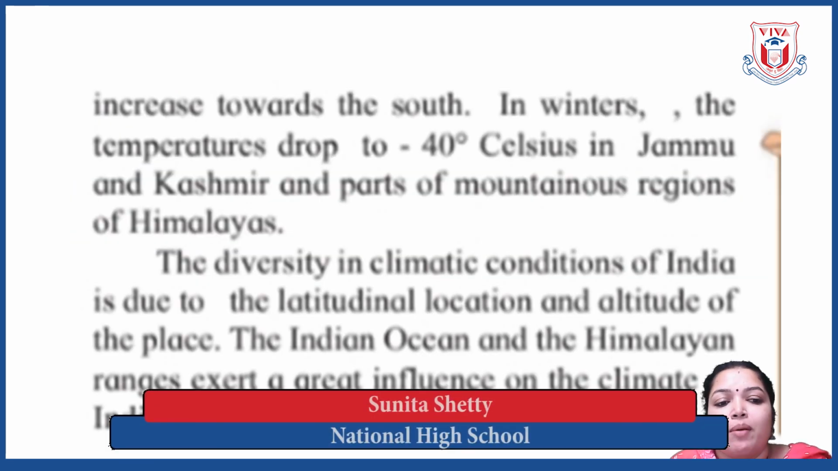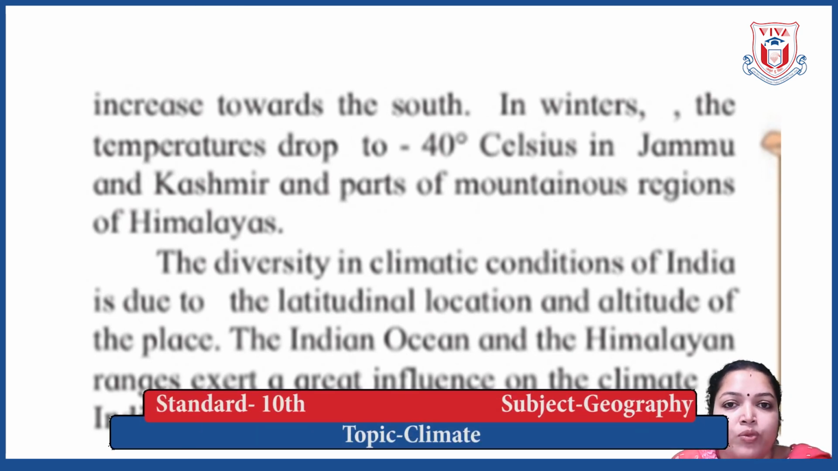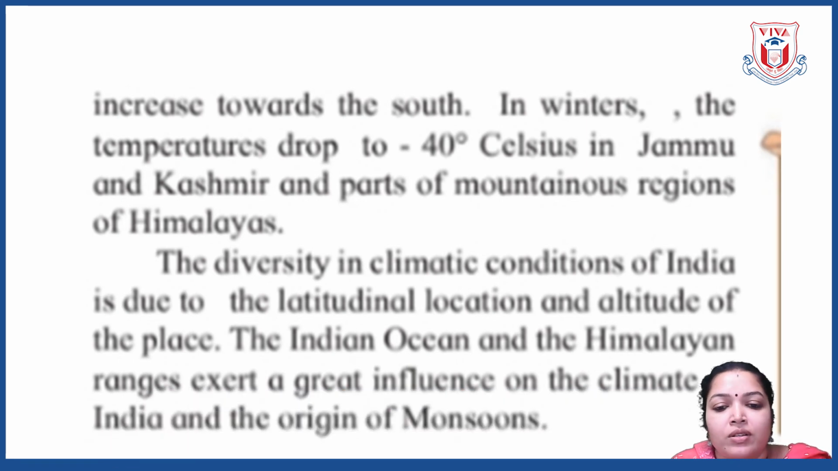The diversity of climatic conditions of India is due to the latitudinal location and the altitude of the place. We have different climatic conditions because of our latitudinal location, whether we are near the equator or far away from it, and the altitude, meaning the height of that place. Now, the Indian Ocean and the Himalayan regions exert a great influence on the climate of India and the origin of monsoons. I explained how monsoon winds are created there.